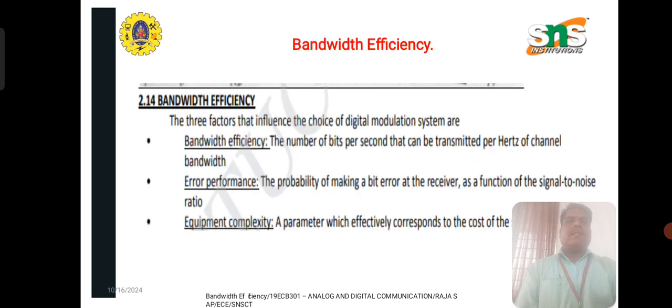In general, the three factors that influence the choice of digital modulation system are: the first one is bandwidth efficiency, the second one is error performance, and the third one is equipment complexity. Bandwidth efficiency, the number of bits per second that can be transmitted per hertz of channel bandwidth, is called bandwidth efficiency. The probability of making a bit error at the receiver as a function of signal to noise ratio is called the error performance. A parameter which effectively corresponds to the cost of the system, which makes the equipment more complex or less complex, is called equipment complexity.